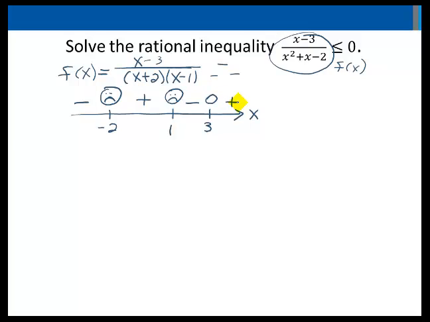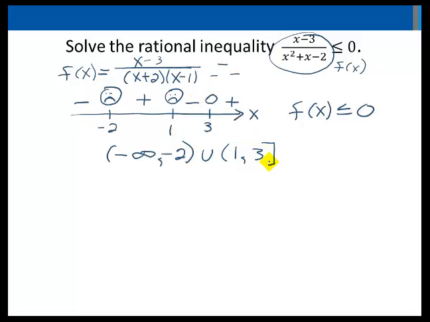So we have a sign chart here telling us what's going on with f(x), and what we want to happen is we want f(x) to be less than or equal to 0. That's when we'll have a solution to this inequality. So when does that happen? That happens to the left of -2, but not at -2. So our solution would be negative infinity to -2, not including -2, and then again starting at 1 to 3, and here less than or equal to 0 includes the 3. So from 1 to 3 including 3.